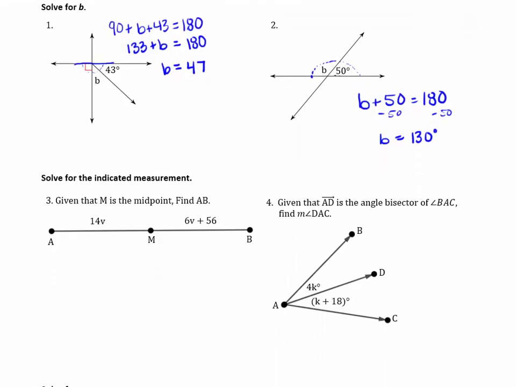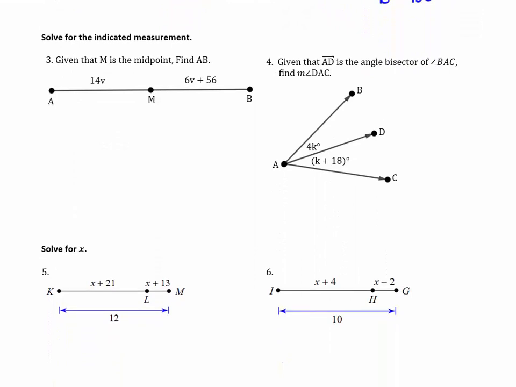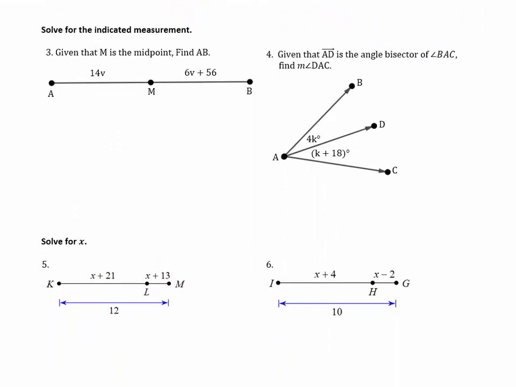All right, let's take a look at problem number 3. Here's where they get a little bit more fun. It says, given that M, right here, is the midpoint, find the distance between A and B. So since there's no line or anything above the A and B here, we know we're talking about the distance from A all the way to B. And we know that M is a midpoint.